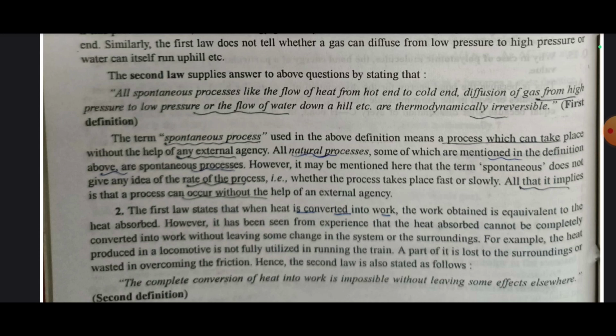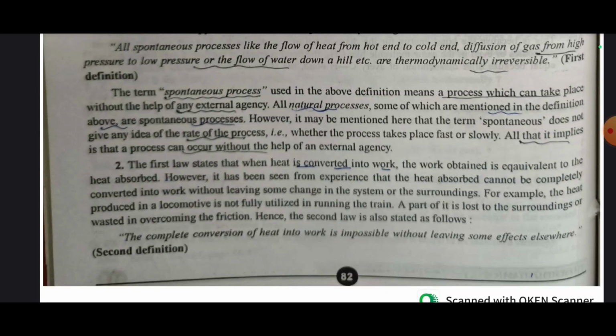However, it may be mentioned here that the term spontaneous does not give any idea of the rate of process, that is, whether the process takes place fast or slowly. All that it implies is that a process can occur without the help of an external energy. The second law states that when heat is converted into work, the work obtained is equivalent to the heat absorbed. However, it has been seen from experience that the heat absorbed cannot be completely converted into work without leaving some change in the system or the surroundings.